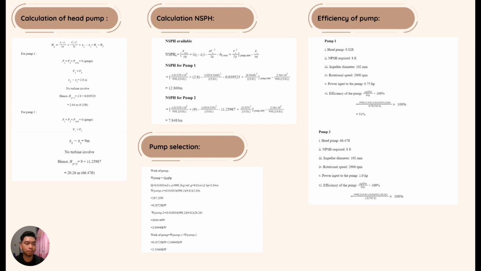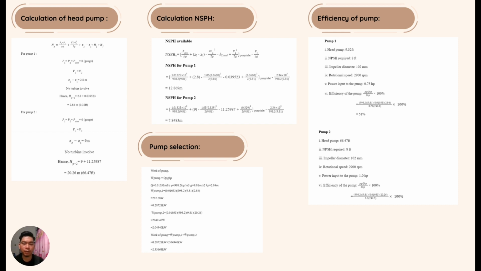For the pump head, we use the Bernoulli formula and then we arrange it. For the pressure difference, we can cancel it out because it equals atmospheric pressure. For the velocity, V1 equals V2, and for the height difference, we got 2.8 meter. Of course, no turbine is involved. Then we can calculate the value of the pump head. For pump 1, we got 2.84 meter, and for pump 2, we got 20.26 meter.